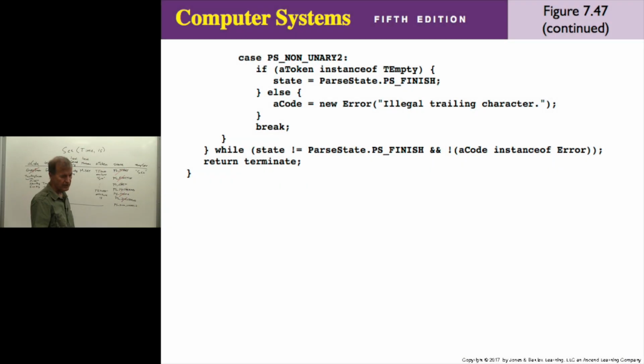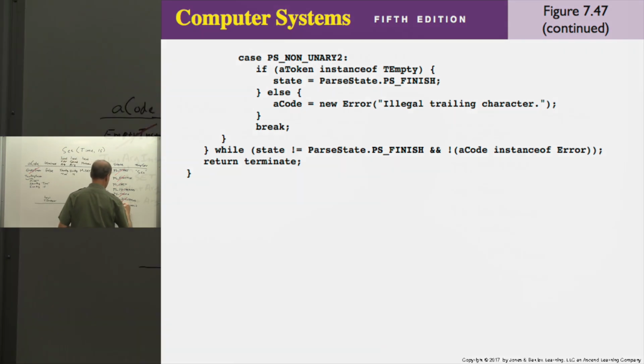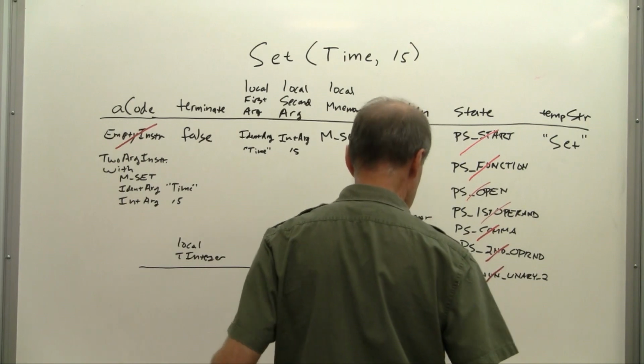We do have PS non-unary 2 in the code here, and it says, if a token instance of what? T-empty, state gets PS finish, else what? Yeah, illegal trailing character. So we have to have an empty token, and if we have something after the right paren, it'll be an illegal trailing character. Okay? And then what will the state be? The state will turn into what? Yeah, PS finish.